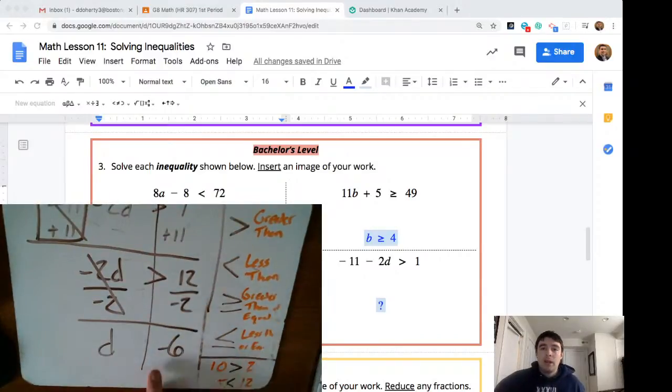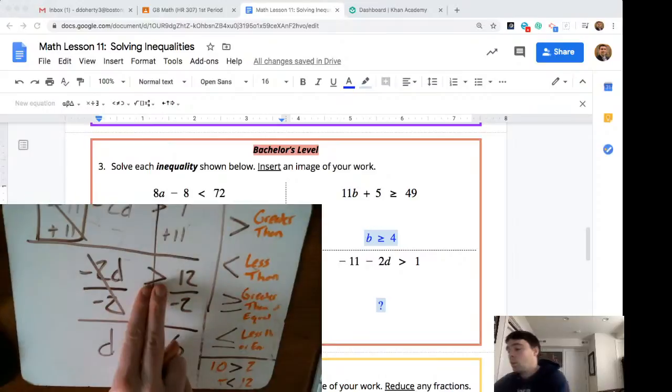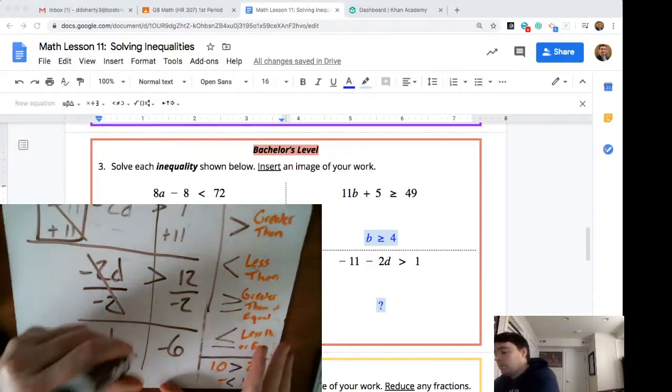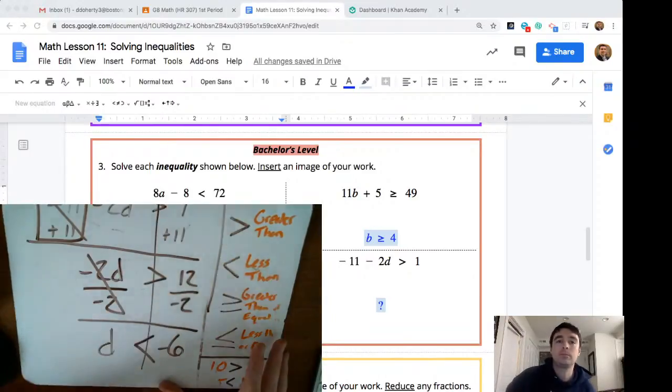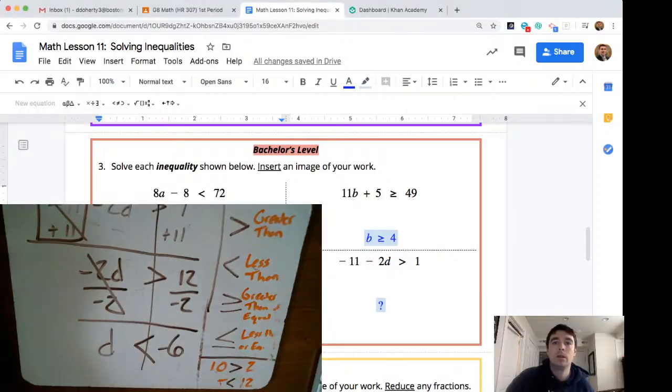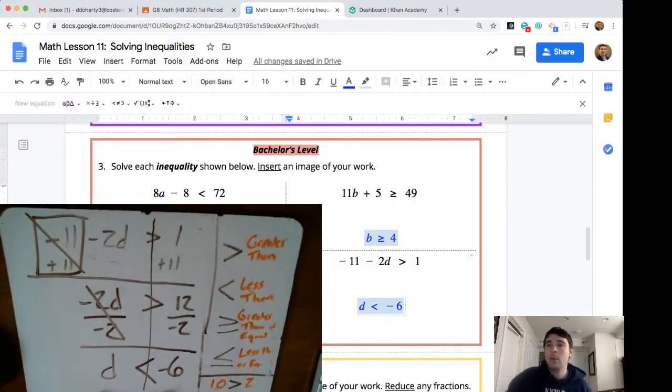And when we divide by a negative number across the entire inequality, we're taking the opposite of the entire inequality. So we need to flip the inequality sign from a greater than to a less than symbol. Gives us a final answer of d needs to be less in value than negative 6. There's the work there. Hopefully that makes sense.